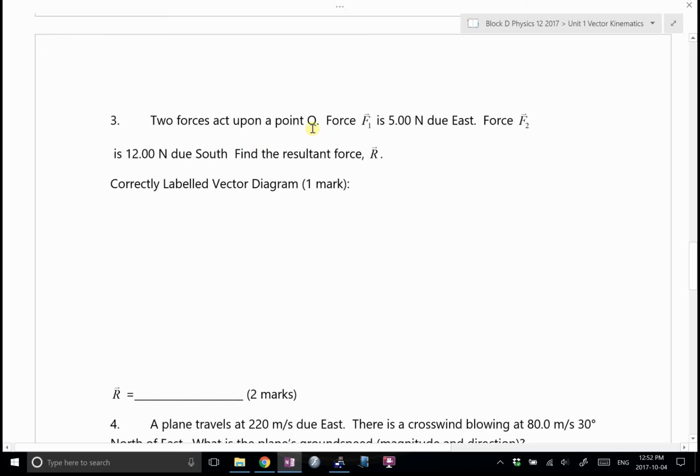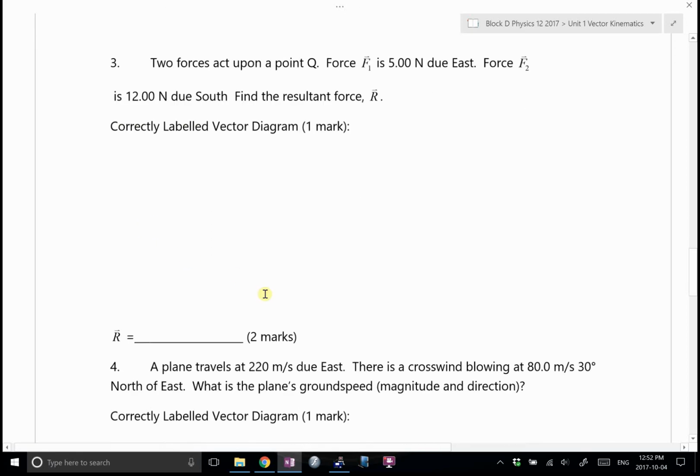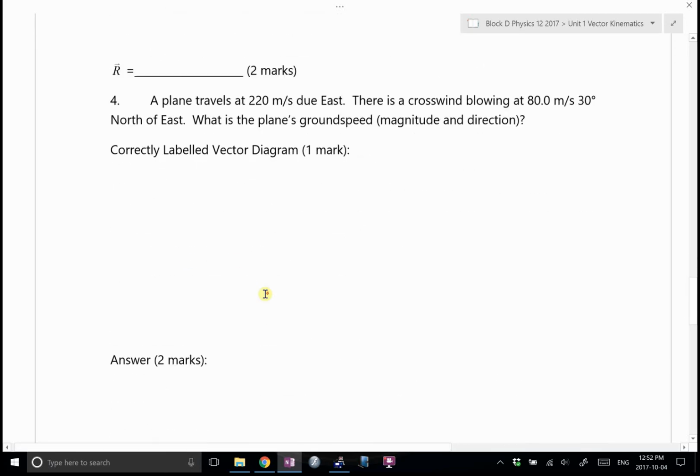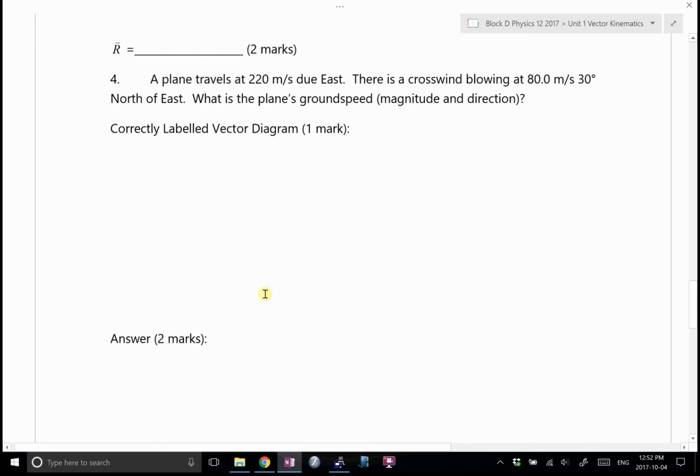Two forces act upon a point Q. Force 1 is 5 newtons due east. Force 2 is 12 newtons due south. Find the resultant force. Give me the complete answer, magnitude and direction, because force is a vector. 1 mark for a correctly labeled vector diagram, and then 2 marks for the answer. The toughest question by far is number 4. I like number 4. Well, no. Sorry, I like the concept of number 4.